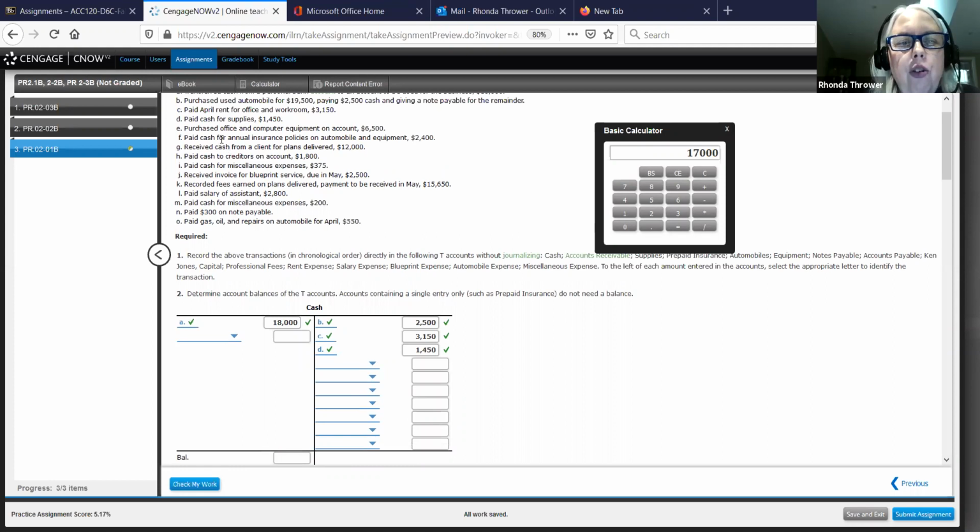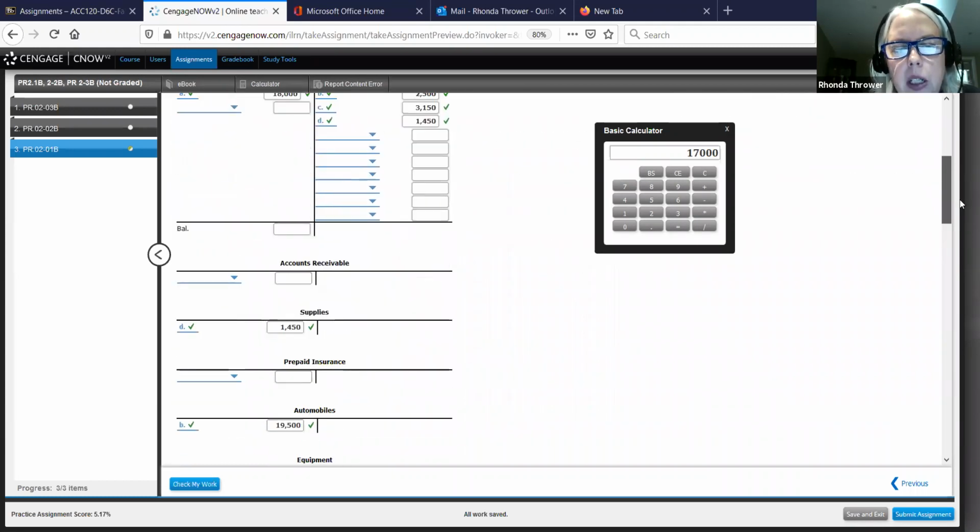Again, we are purchasing office and computer equipment on account. Because we did not pay cash for this equipment in this transaction, because it says we put it on account, that means that we owe it. It's a liability, and we call that accounts payable. So I'm going to look for my accounts payable account.